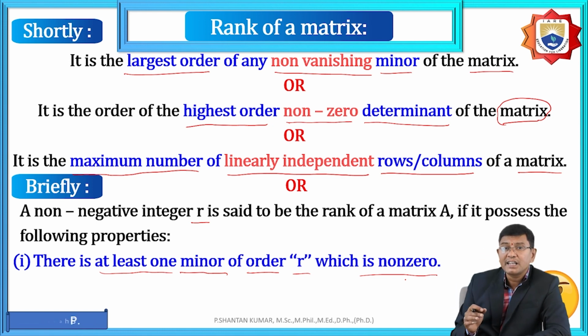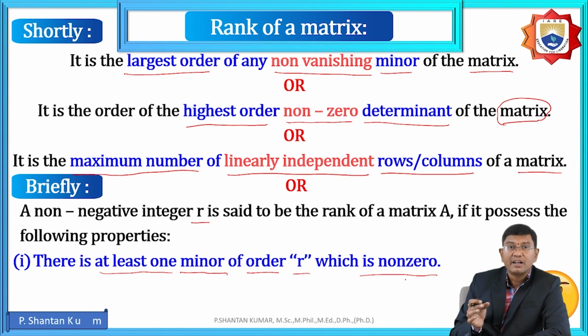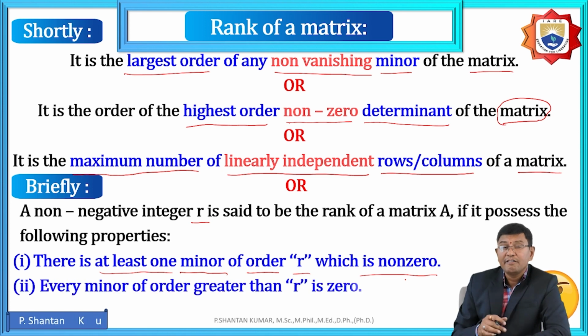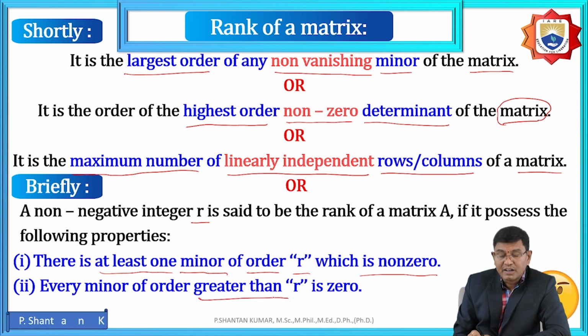If it is saying the rank is R, then at least one minor of order R is not equal to 0. That is the rank of a matrix. And based upon the second statement, every minor of an order greater than R is 0. What is the meaning of this? For example, the given matrix is 3 by 3.